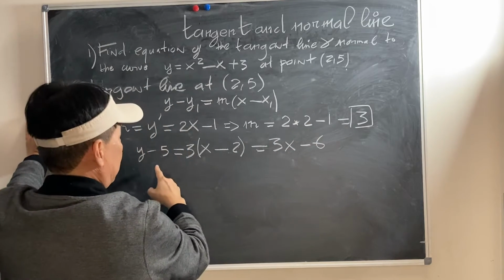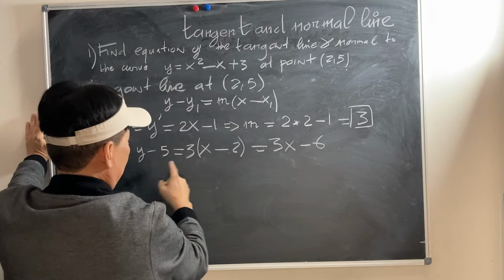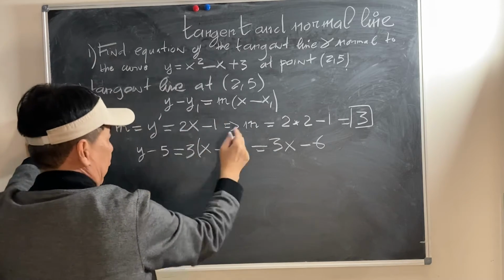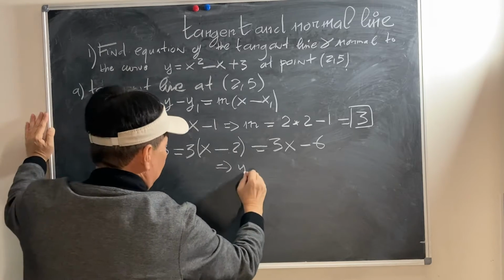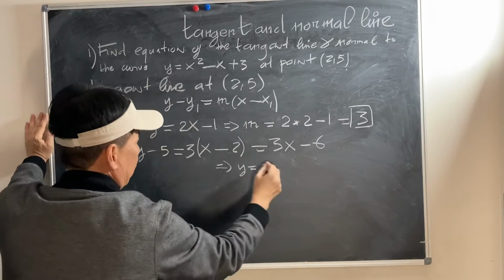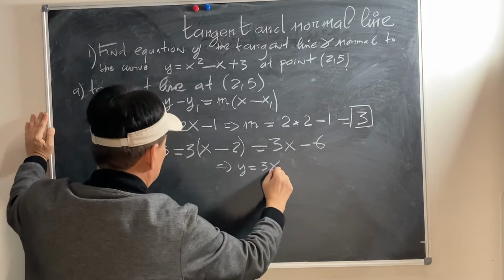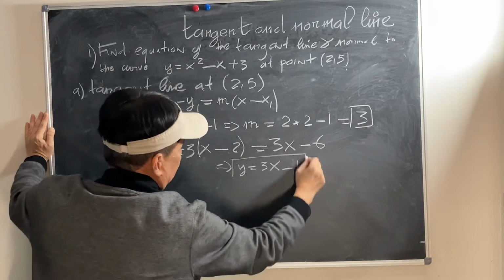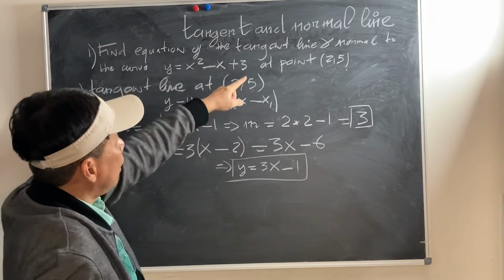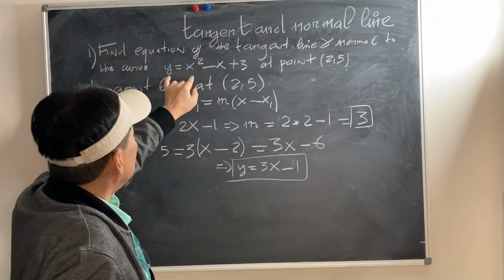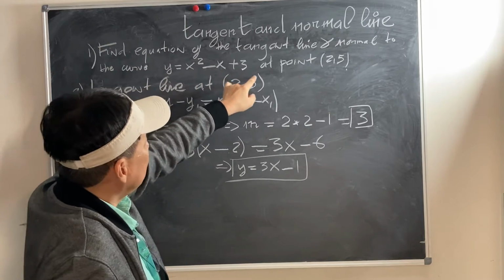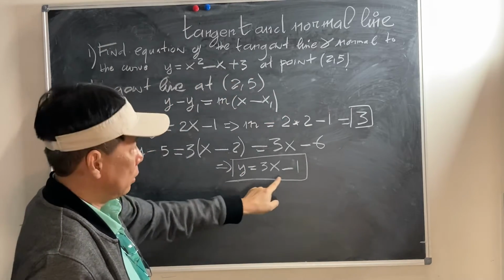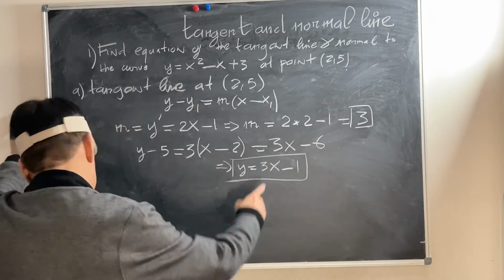Okay, so you move minus 5 to the other side, and you have y equals 3x minus 1. So the equation of the tangent line to the curve y equals x squared minus x plus 3 at point (2, 5) is y equals 3x minus 1. Okay, so we can start there.